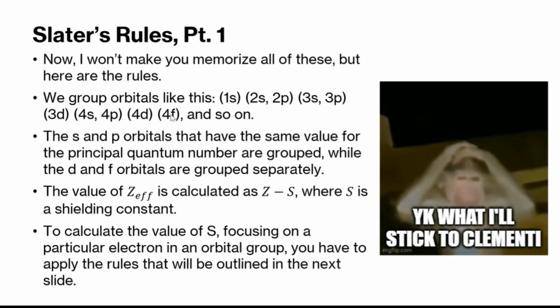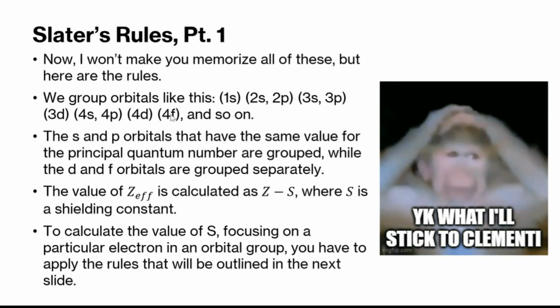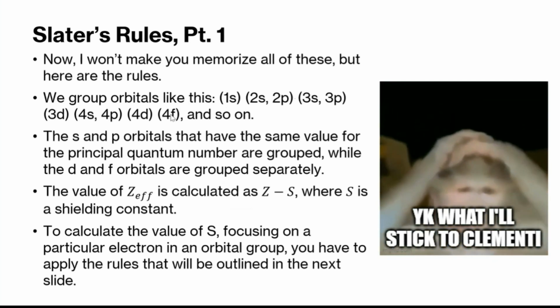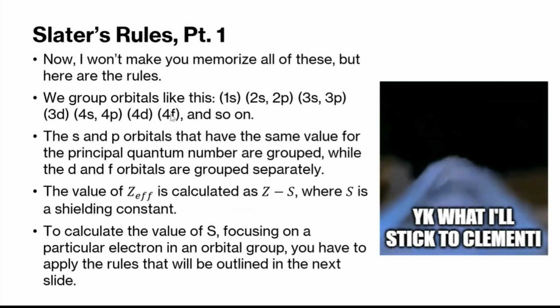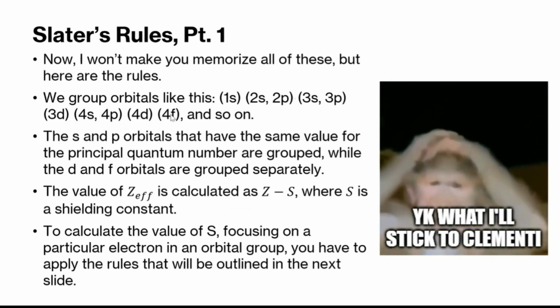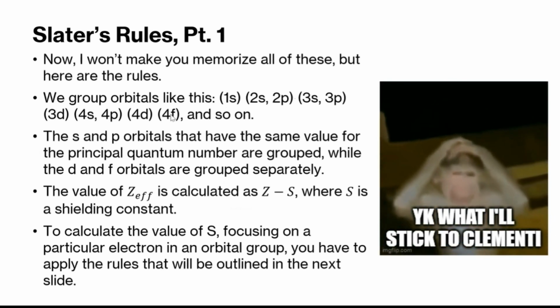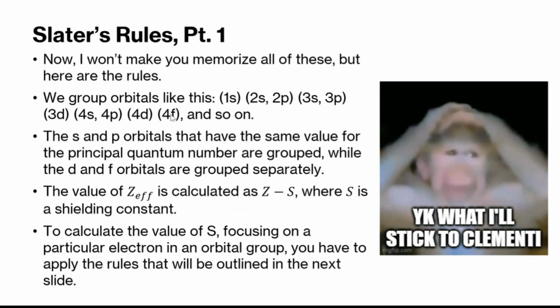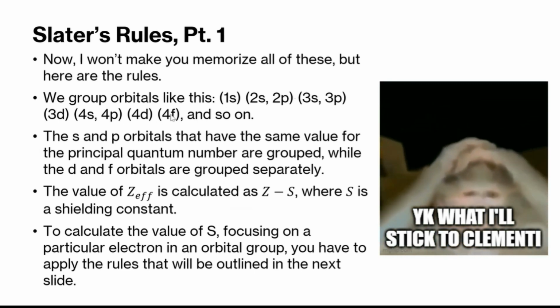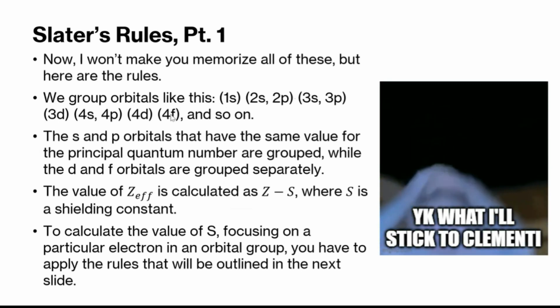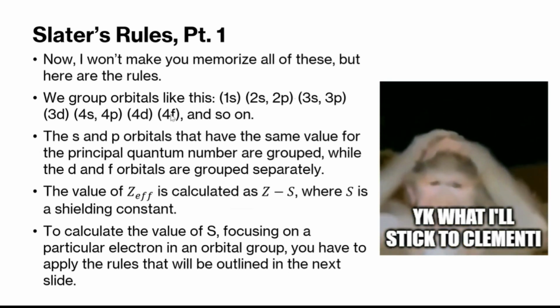So the value of the effective nuclear charge is calculated as the atomic number minus S, where S is a shielding constant. And to calculate the value of S, you have to focus on a particular electron in an orbital group. Then you have to apply the rules that will be outlined in the next slide.